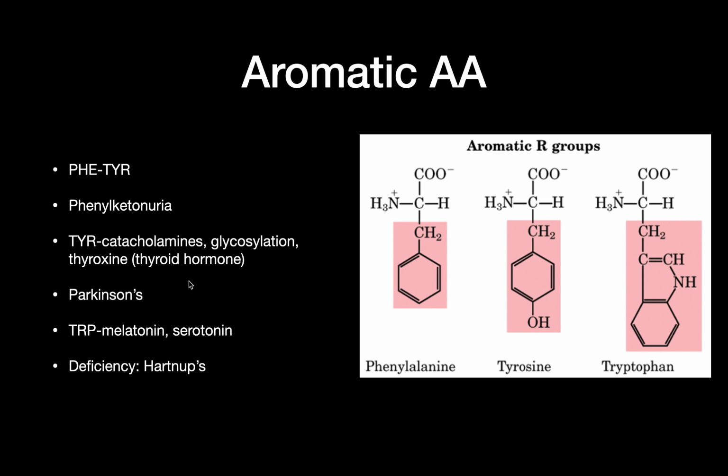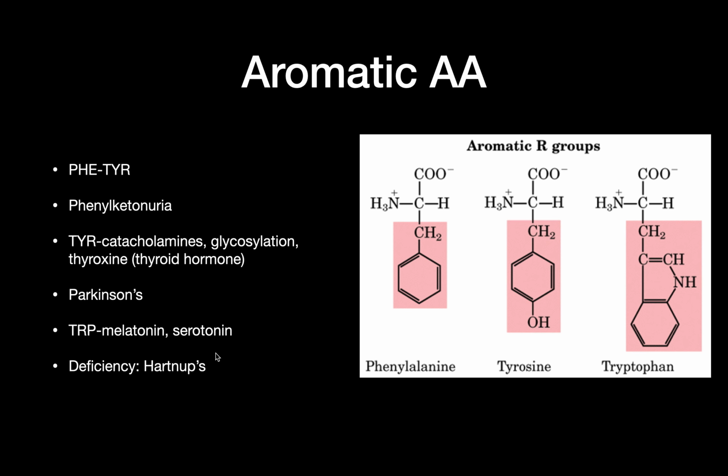And O-linked glycosylation is important during glycogen synthesis. Moving on to tryptophan. Tryptophan has something called an indole ring. This is it. And it is the precursor to melatonin and serotonin, which respectively control the circadian rhythm and mood.